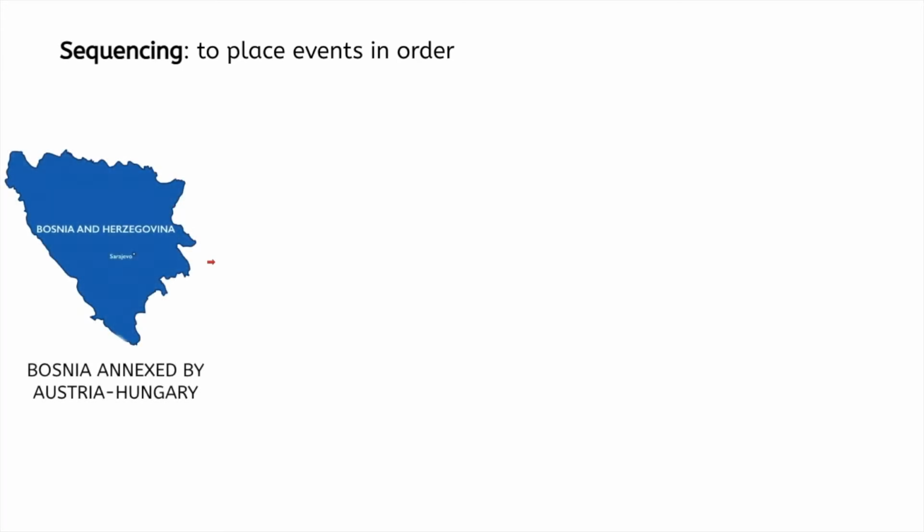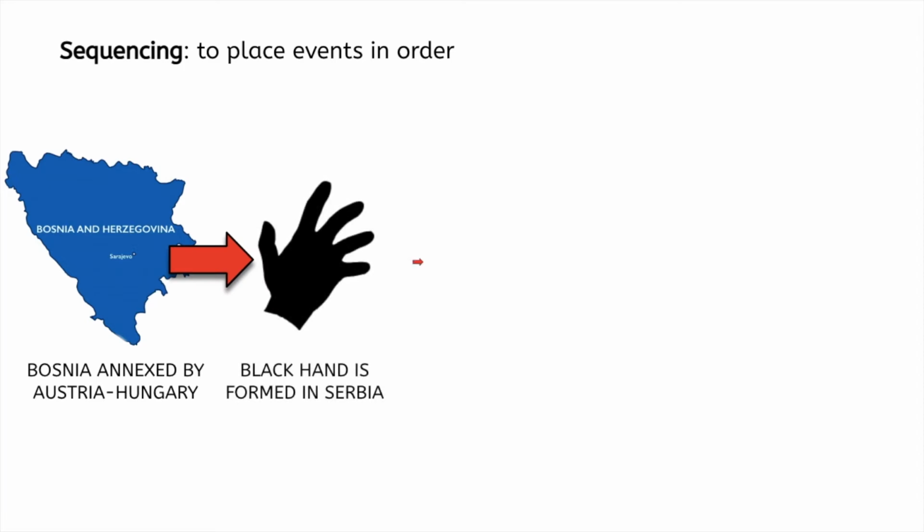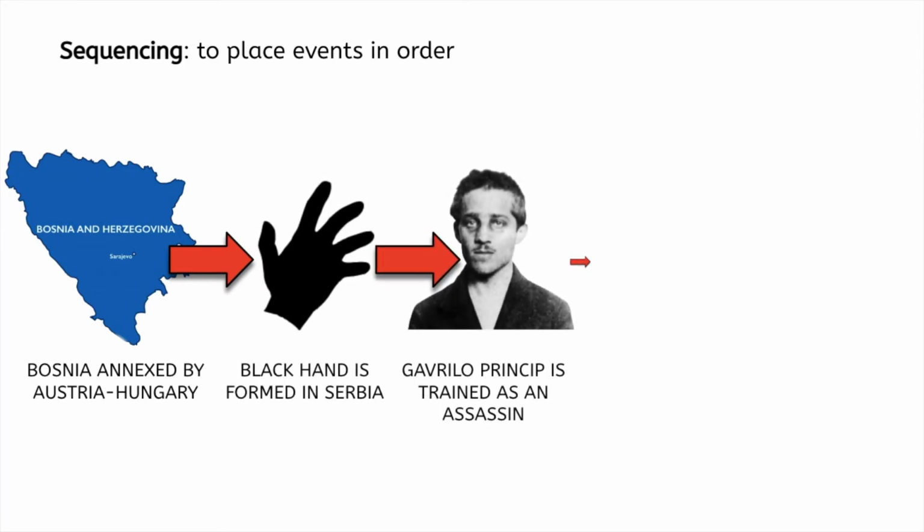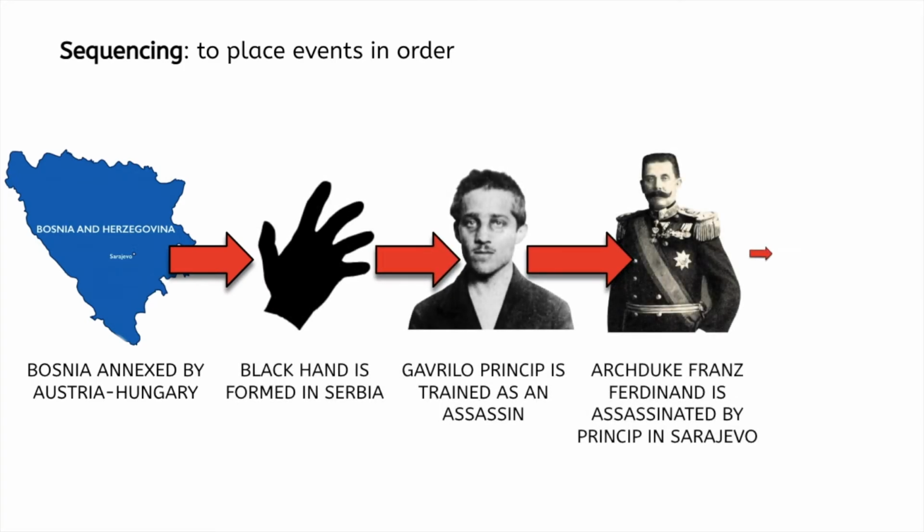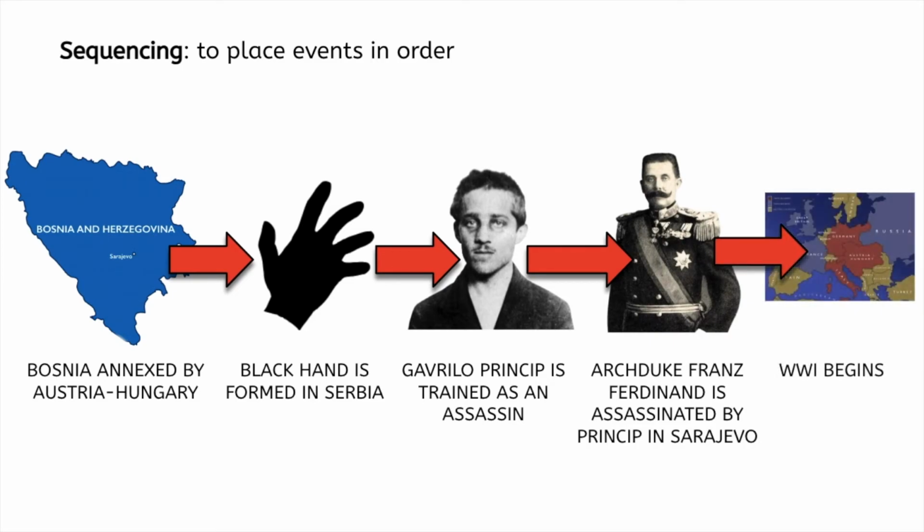So in terms of historical events, let's look at World War I. Bosnia was annexed by Austria-Hungary. That led to the terrorist group, the Black Hand, being formed in Serbia. That led a young teenager by the name of Gavrilo Princip to join the Black Hand to be trained as an assassin. That led to the Archduke visiting Sarajevo and trying to make nice with the people of Bosnia, which led to his assassination, which led to World War I.